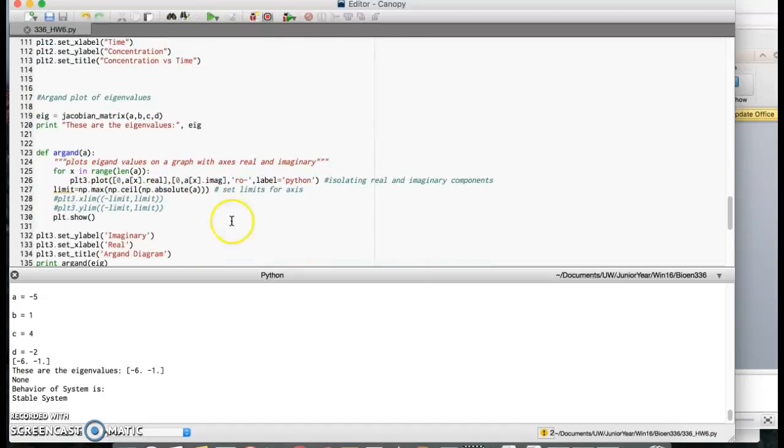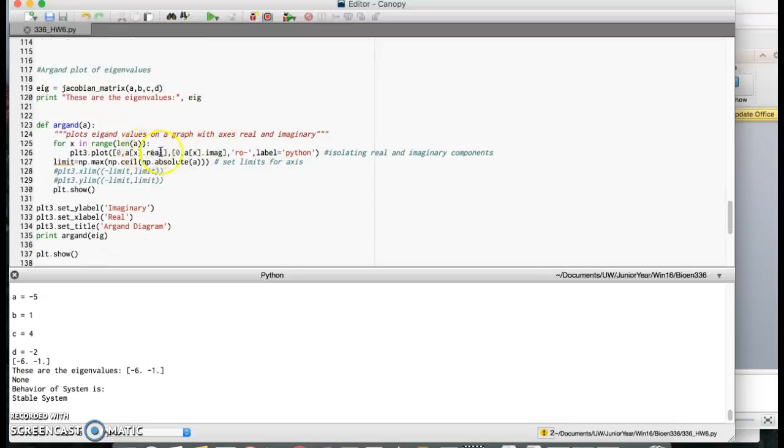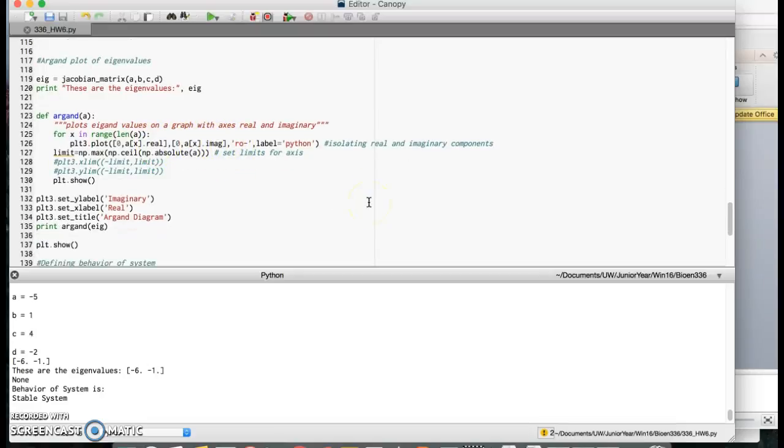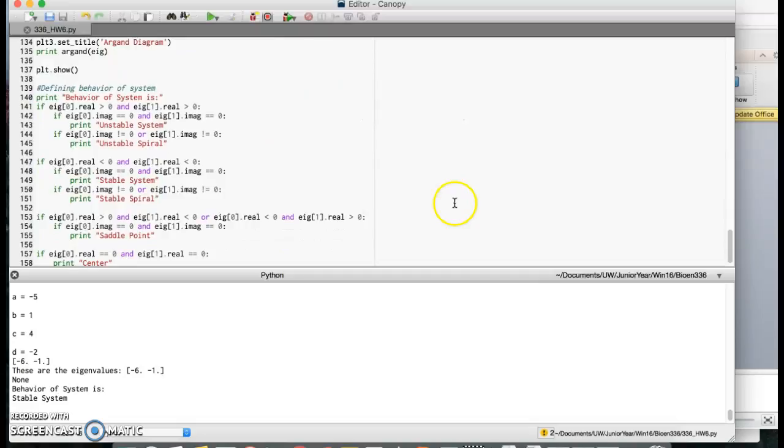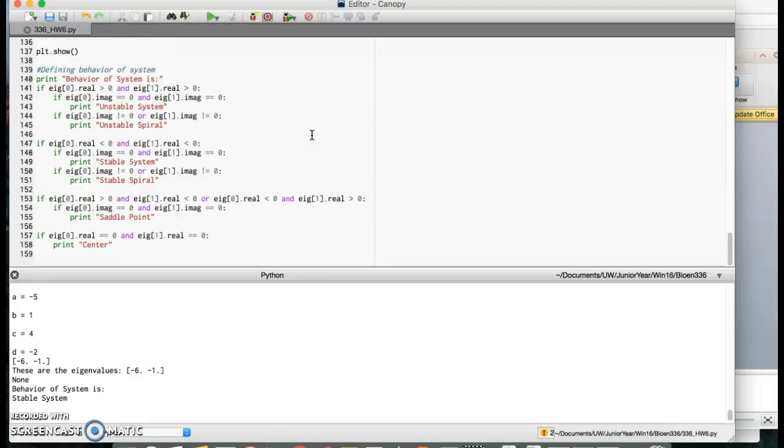So the third plot I'll be showing you is an Argand plot of eigenvalues. So we have the eigenvalues that we found earlier, and we identify the real components of these eigenvalues and the imaginary components. Once we isolate these, we're going to plot the real component on one axis and the imaginary on the other. And then down here is just plotting the behavior of the system, and this is done by identifying the eigenvalues and then deciding if the real component and imaginary component, based on whether they're positive or negative or zero, you get these different combinations.